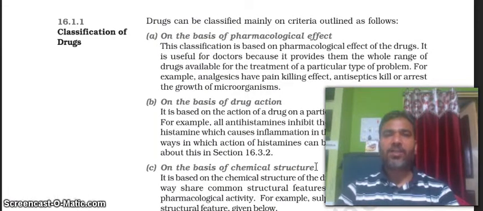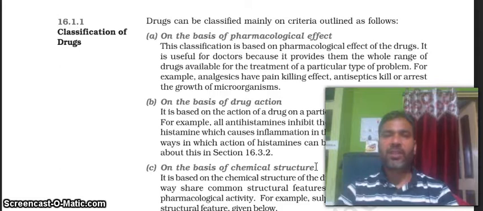Drugs can be classified mainly on the criteria given below. On the basis of pharmacological effect: this classification is based on the pharmacological effect of drugs. It is useful for doctors because it provides them the full range of drugs available for the treatment of a particular type of problem. For example, analgesics have pain killing effect, and antiseptics kill or arrest the growth of microorganisms.